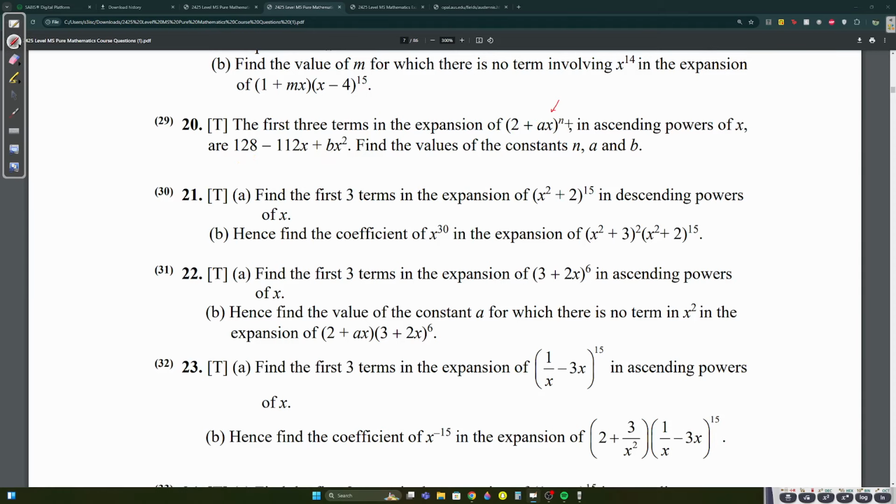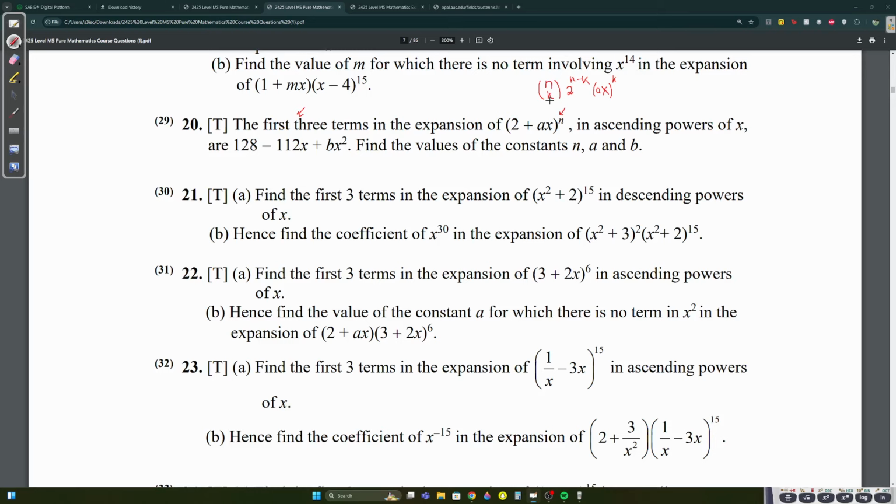Let's see, when you expand (2 plus ax) to the power of n, they want the first terms. What are the first terms of this expansion? We know that the expansion is always the sum from k equals 0 to n of nCk, a to the power of n minus k, b to the power of k. So in this case, forget about the letters. It's going to be nCk, 2 to the power of n minus k, times ax to the power of k. This is the general term.